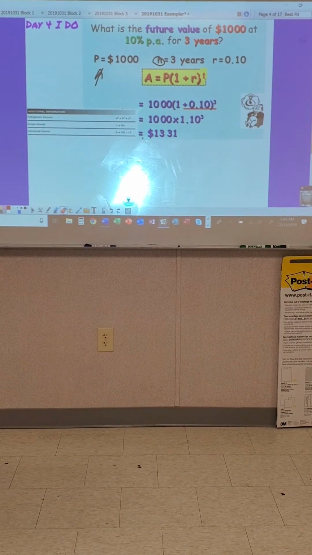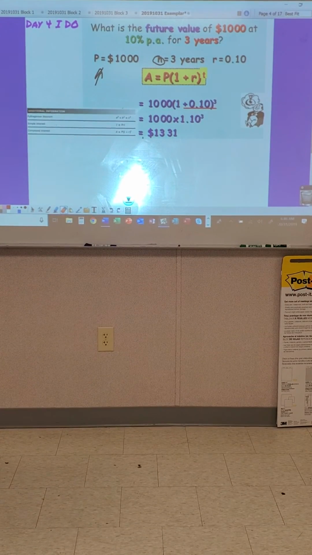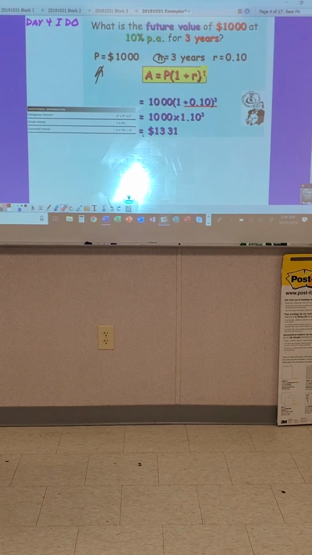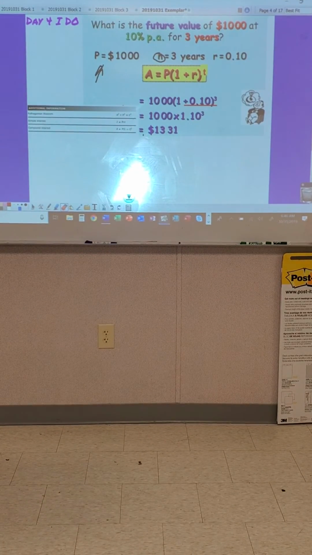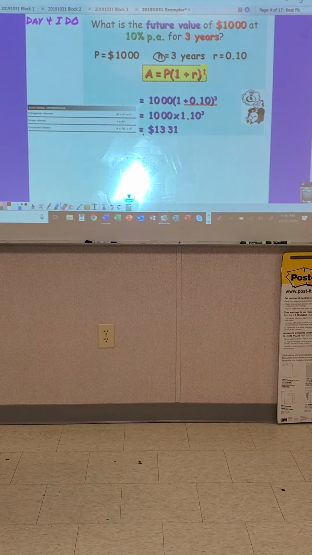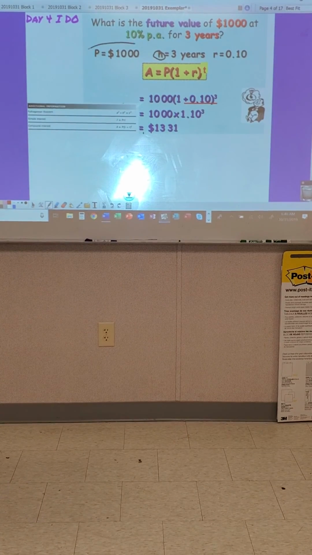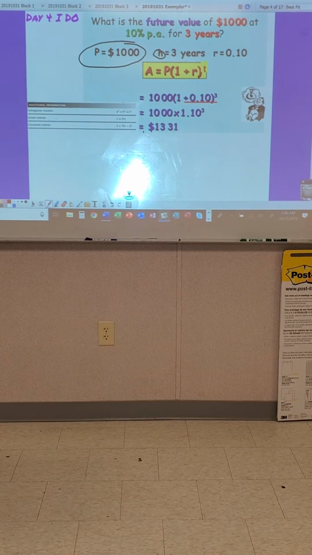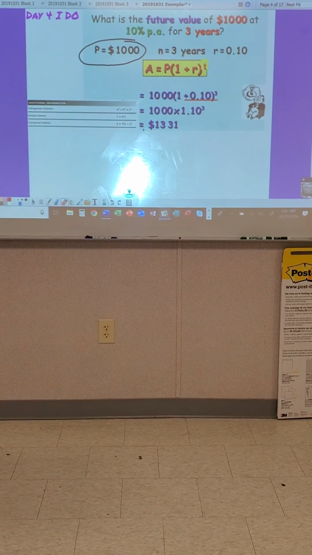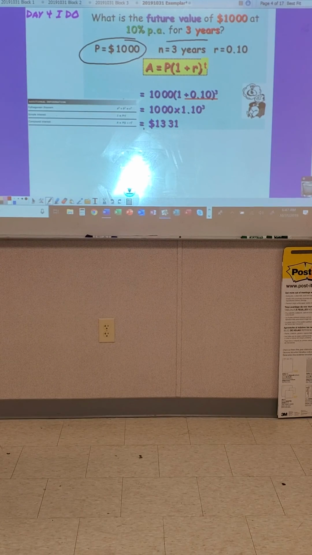Here we have an example of compound interest. So we have a $1,000 principal, we have a rate of 10%, and we have a time of 3 years. So our principal right there, then we have our time, 3 years. Now I want you to see how this is expressed as n equals 3 years.